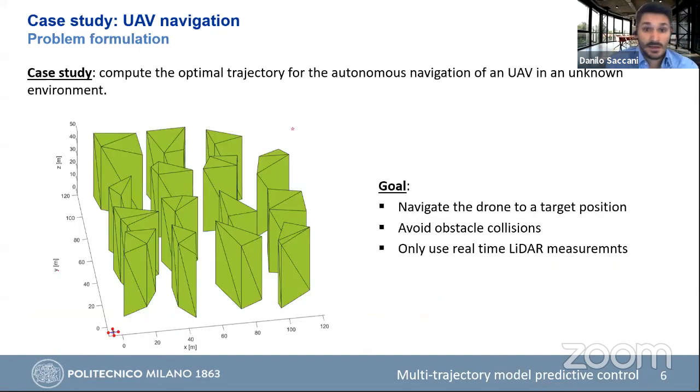Let's see now the approach better with a case study. The algorithm has been applied to compute the optimal trajectory for the autonomous navigation of an unmanned aerial vehicle in an unknown environment. The goal is to navigate the drone to a target while avoiding a priori unknown obstacles. The drone is equipped with a two-dimensional LiDAR sensor, and the navigation must be performed by relying only on real-time LiDAR measurements. So no previous knowledge of the environment is assumed, and only real-time data are available.